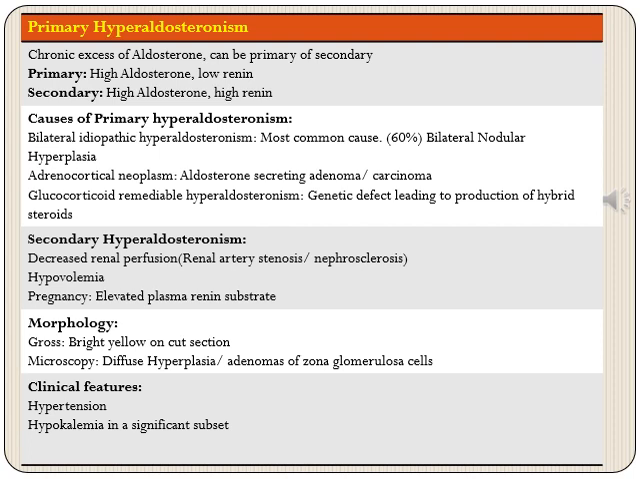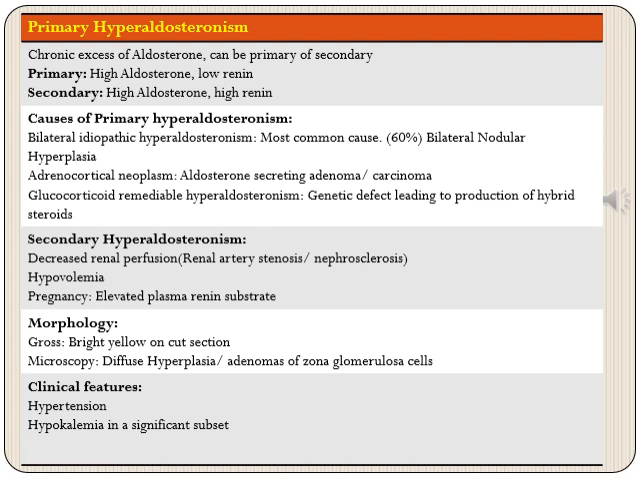Then there can be secondary hyperaldosteronism, where the cause will not be in the adrenal but in the kidney, where there is increased production of renin. This can be because of decreased renal perfusion, for example in renal artery stenosis or nephrosclerosis, or hypovolemia or shock, or at times in pregnancy because of elevated plasma renin substrate. All these lead to increased levels of renin, which in turn elevates the levels of aldosterone.